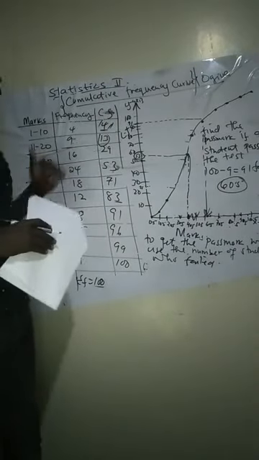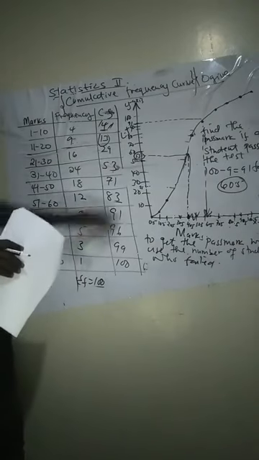Just to repeat, fail is from 0 to that mark. So 9 passed, so 91 failed. 0 to 91 failed, 91 to 100 passed, 9 students. And with that, you should be able to respond to these questions as required.